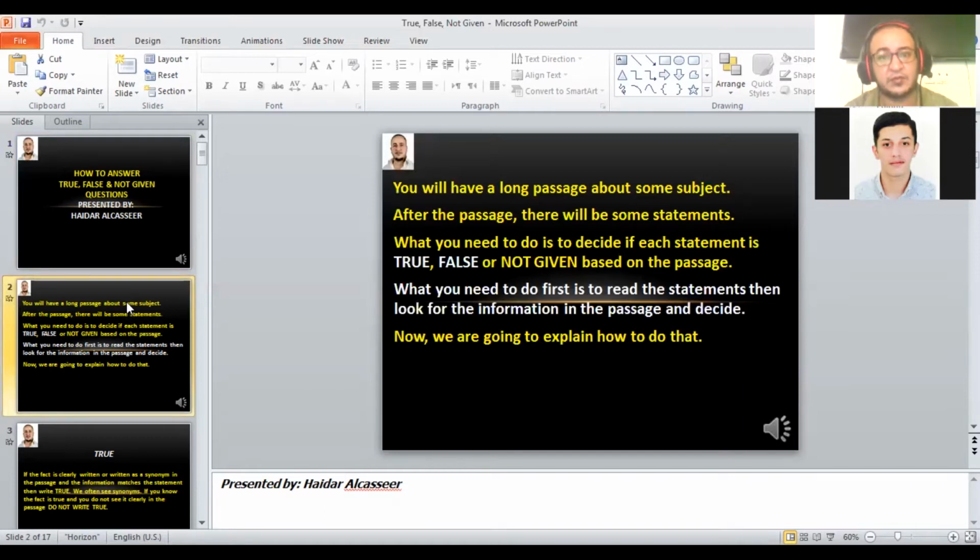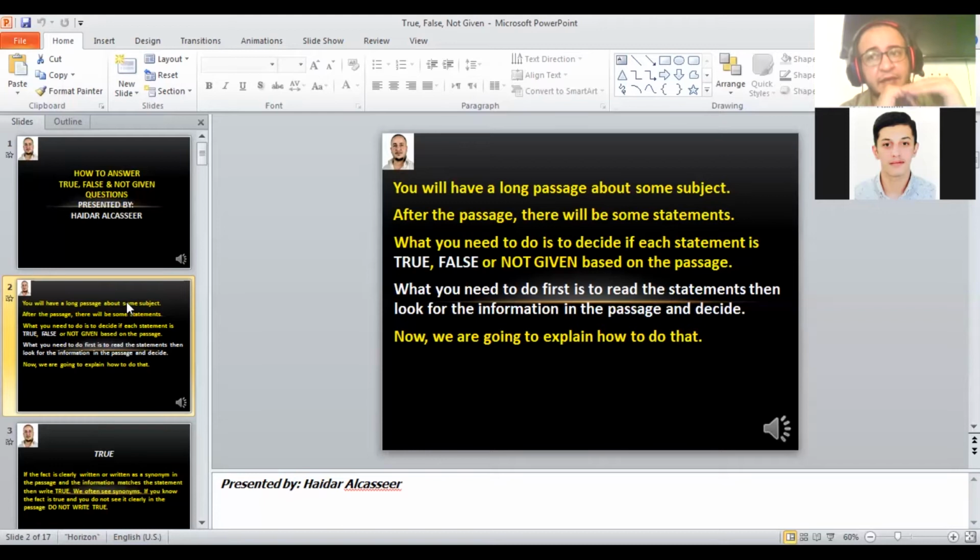Based on the passage. Mostly, they come to you in a different way. I don't mean the same words here. I mean mostly they come to you as synonyms. Okay? What's a synonym? It's a different word or different words giving the same meaning. What you need to do first is to read the questions. Then look for the information in the passage and decide.